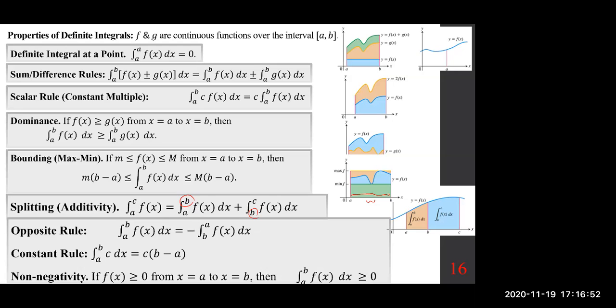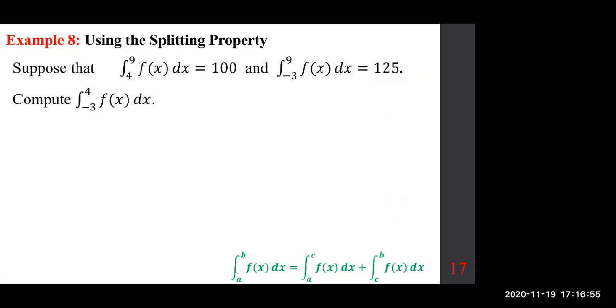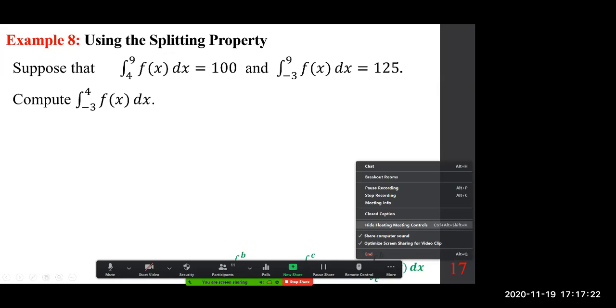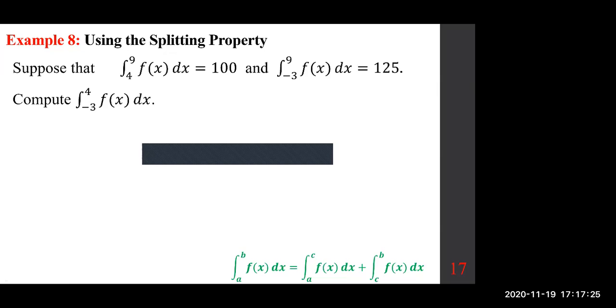I want to quickly finish a couple of things. So let's go with this example. We are given the integral from 4 to 9, negative 3 to 9, and we want negative 3 to 4. Okay, class? So I hope you see what number is in between. Negative 3 is the smallest one, 9 is the largest one, and it's 4 in between. So I'm looking at this splitting idea. From negative 3 to 4 plus 4 to 9 is the same as negative 3 to 9.